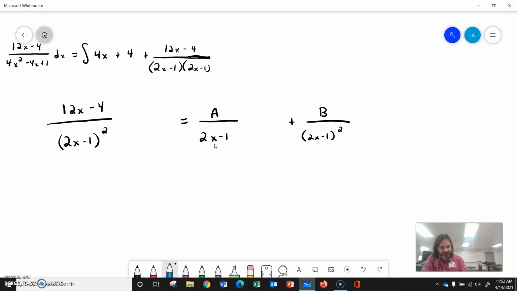So let's multiply this out so we can figure out what A and B are. So we'll multiply every fraction by 2x minus 1 quantity squared.